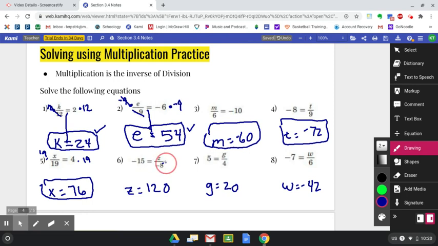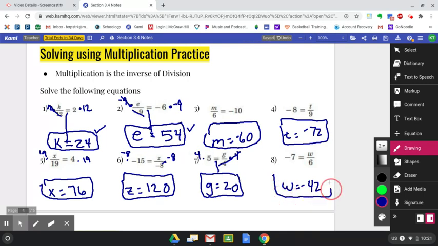Notice that negative times negative ends up being a positive 120. So be careful with your signs. Right here, 20 divided by 4 is 5. Right, and again, if we were to solve that out, we'd multiply both sides by 4. Right, that leaves me with 1g. 4 times 5 is 20. Right, and number 8 here is negative 42.